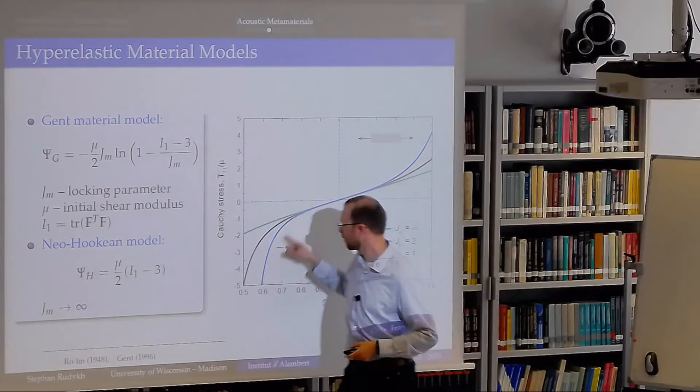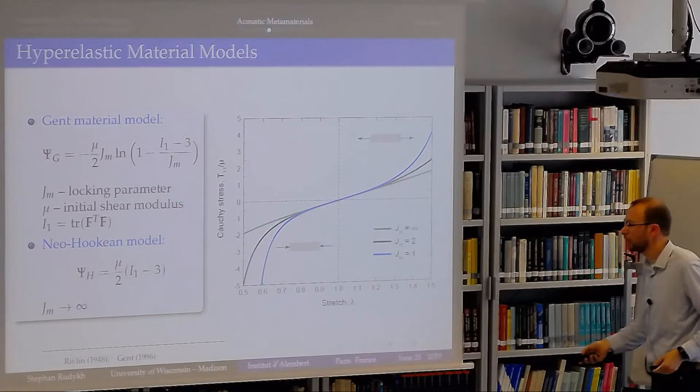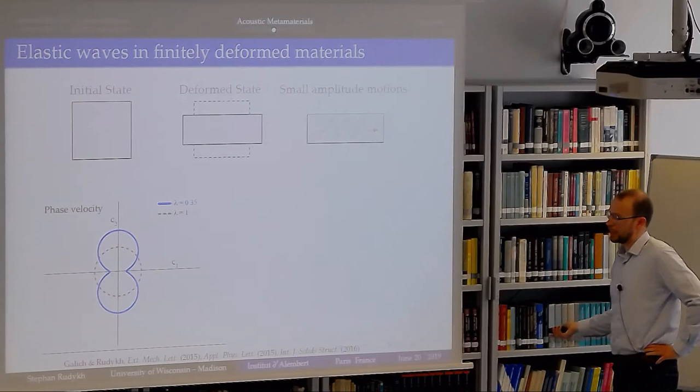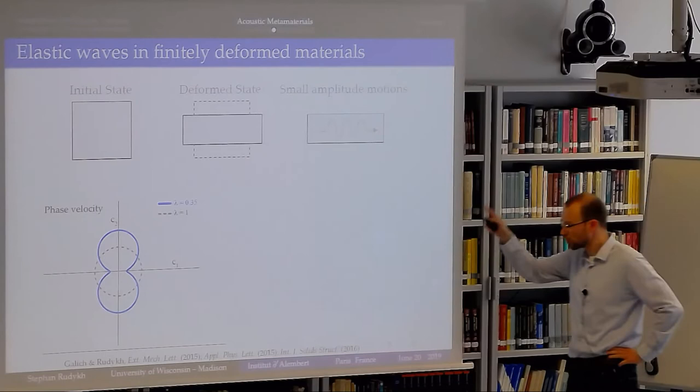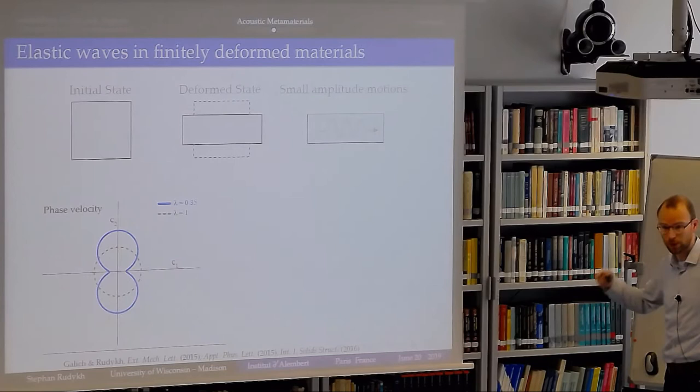And that basically affects the wave propagation, right? If it's stiffer, you'll have a larger velocity. That's what will happen. Without deformation, the phase velocity is of course isotropic. But if I use potentials, neo-Hookean or Gent, what we actually assume by using these potentials is that as I stretch or compress, I change the velocity of the material. That may or may not be very realistic, but that's actually what we do, and many people do as well.